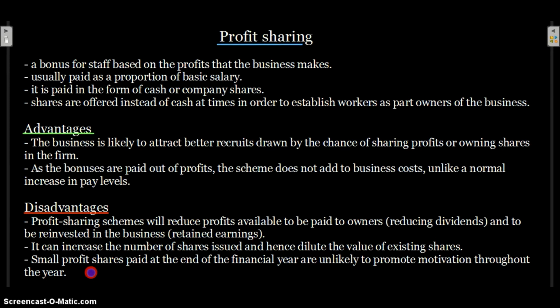Taylor's theory was that most employees are money motivated, so if you pay more then they'll be more motivated. But this small payment made at the end of the year is unlikely to motivate you throughout the year. So that's the whole disadvantage of this point.